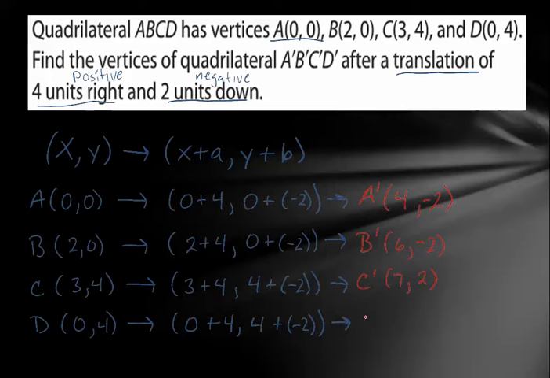And the D prime started off with the x value of 0 and add 4, gives us a 4. And our y value started at a 4, add -2, we get a +2. So here are our vertices of A prime, B prime, C prime, and D prime.